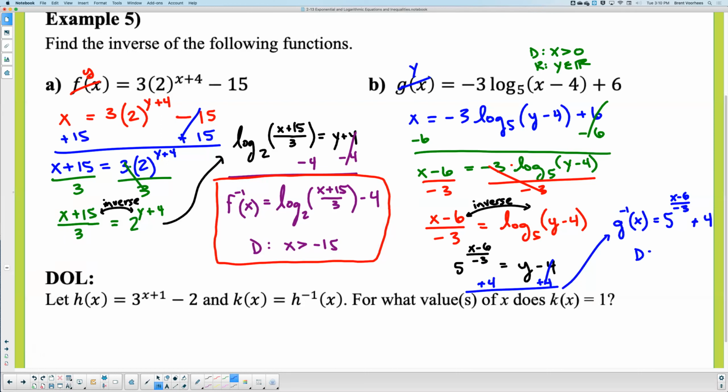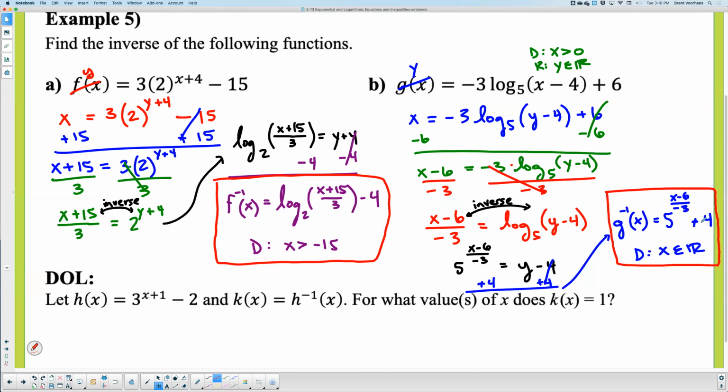And this domain will be all reals because it's exponential. Exponentials have all reals as their domain, when originally this was the range. So that right there would be our solution. That is our inverse. And I want you to compare real quickly.